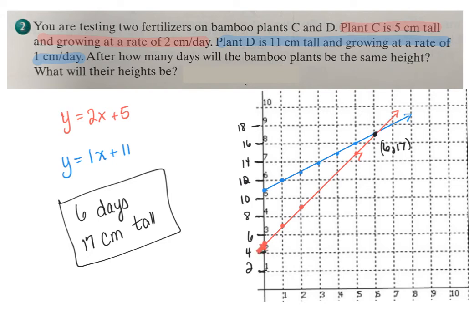So I started out at 5, went up 2 for 1 day, up 2 for 1 day. And you'll notice I just kept walking this one because they are going to cross after several days. And so I just kept walking to see exactly where they crossed. For this one, starting at 11 and go up 1 centimeter for every 1 day, 1 centimeter for every 1 day. And if you keep walking that one, you're going to see that you end up at 17 centimeters after 6 days. So 6 days, 17 centimeters tall is where these two would cross.